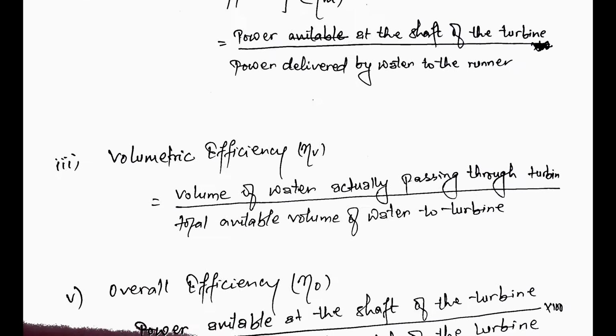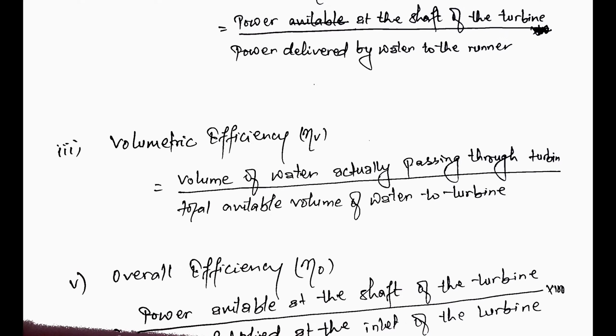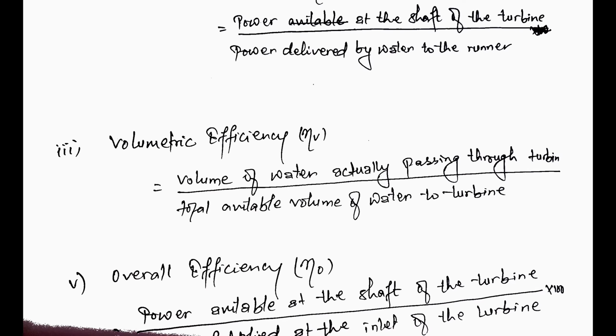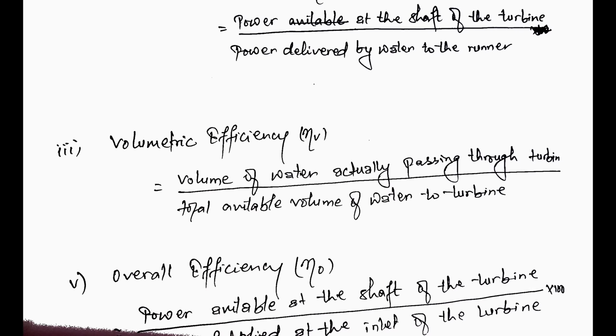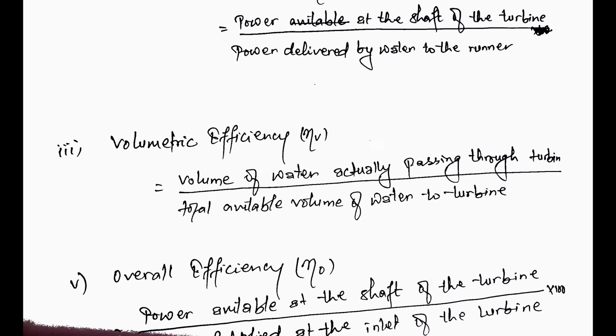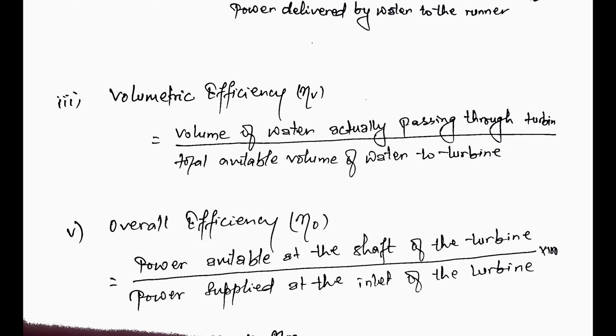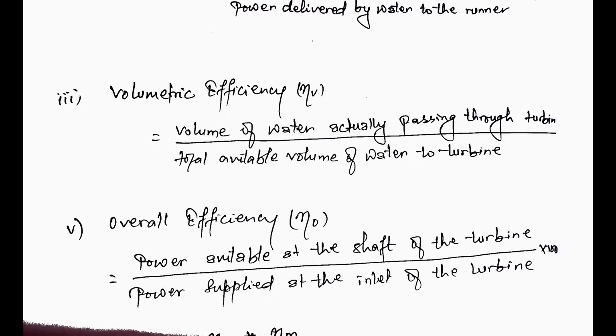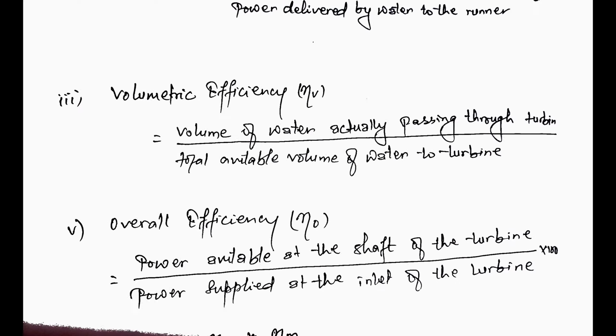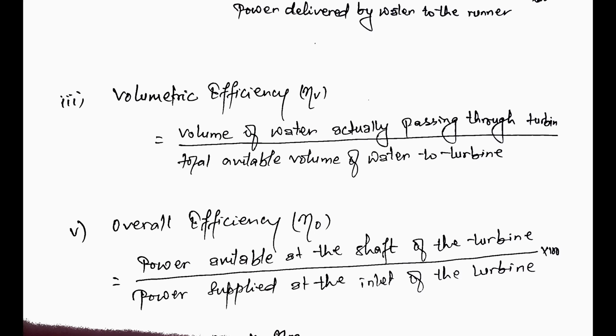Now in the last we'll go to the overall efficiency. The overall efficiency combines hydraulic and mechanical efficiency as well as the volumetric efficiency to provide a holistic view of the turbine performance. It considers losses in both the water to mechanical energy conversion and the mechanical to electric energy conversion. Overall efficiency can be given as power available at the shaft of the turbine divided by power supplied at the inlet of the turbine, whole multiplied by 100.